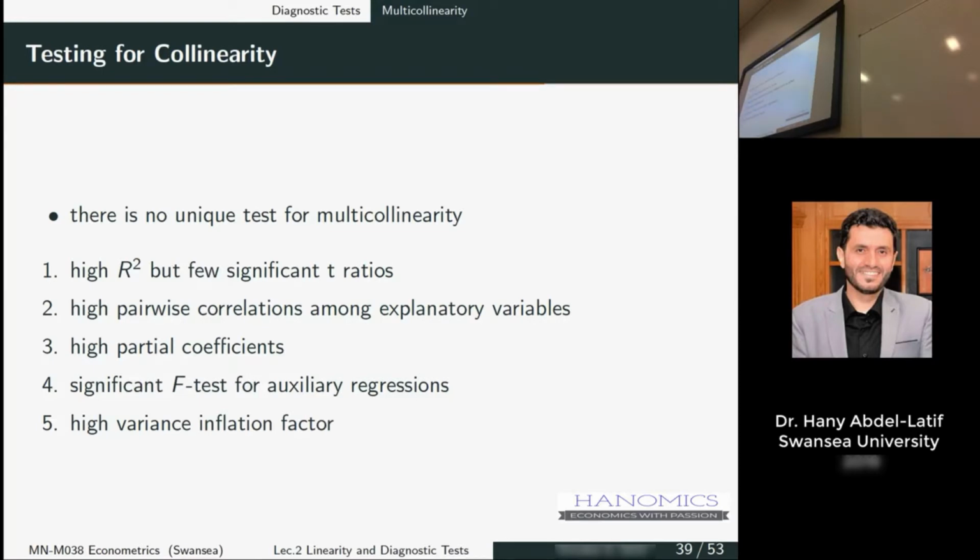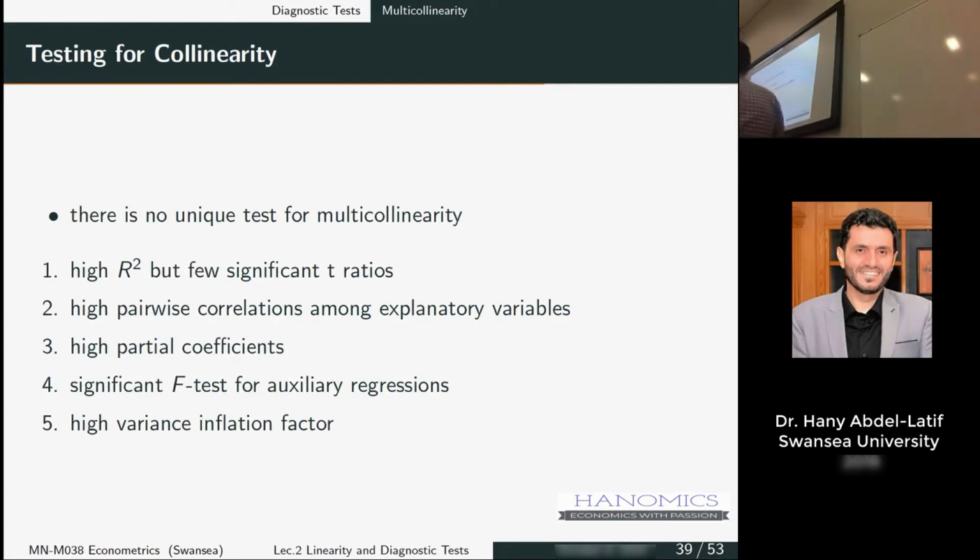We already highlighted one of them: when you have a high R square but few significant coefficients. When you have a high R square, you expect that more of your coefficients will be statistically significant, because that means your model explains much of the variation in the dependent variable. But if it doesn't, that's a sign that you might have a problem with multicollinearity.